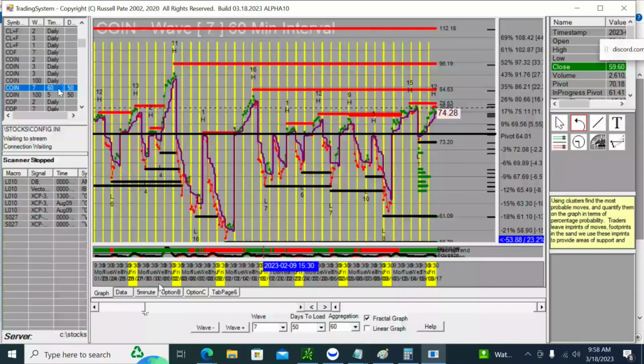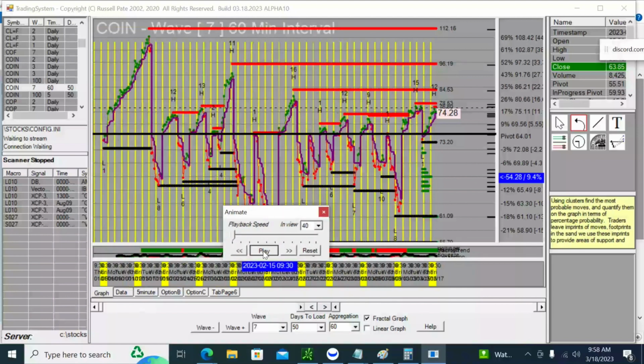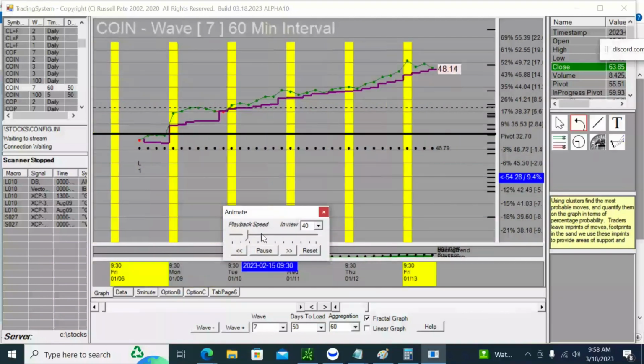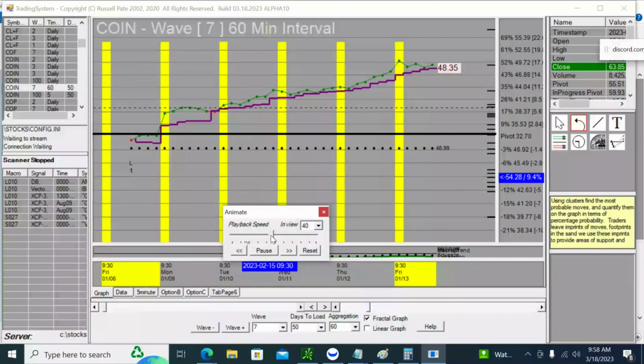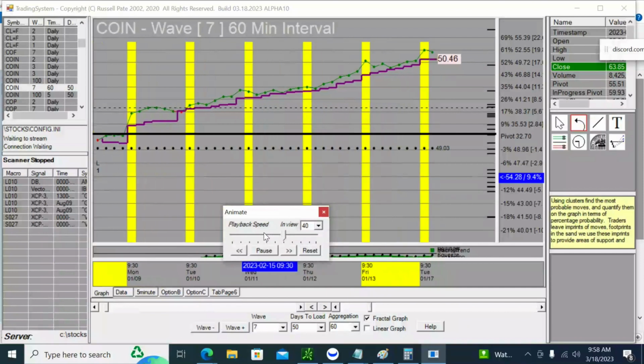Aaron was mentioning, Nova was mentioning this animation. It's real simple, but it's pretty wicked. So I'll do it with COIN. Let's see what happens. Slow it down or speed it up. This is like the tempo of it. If you really want to watch it slowly to see how it reacts.